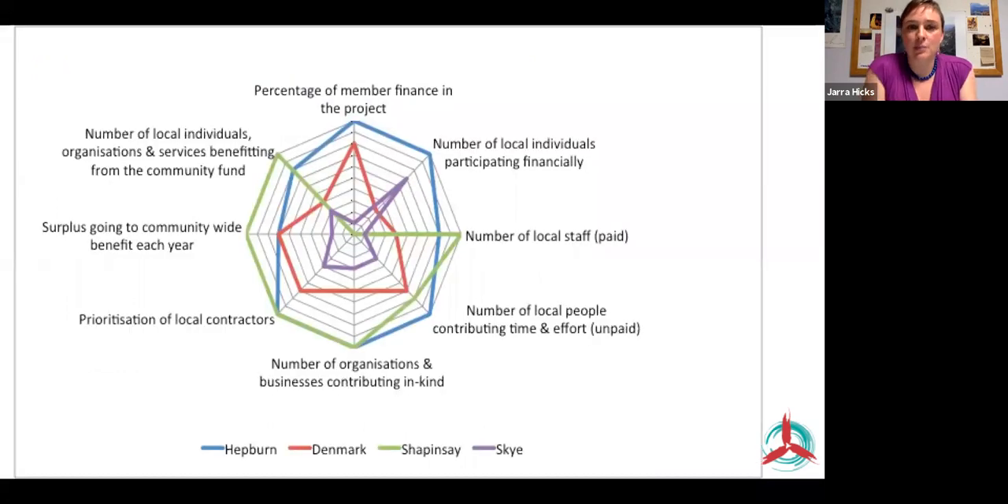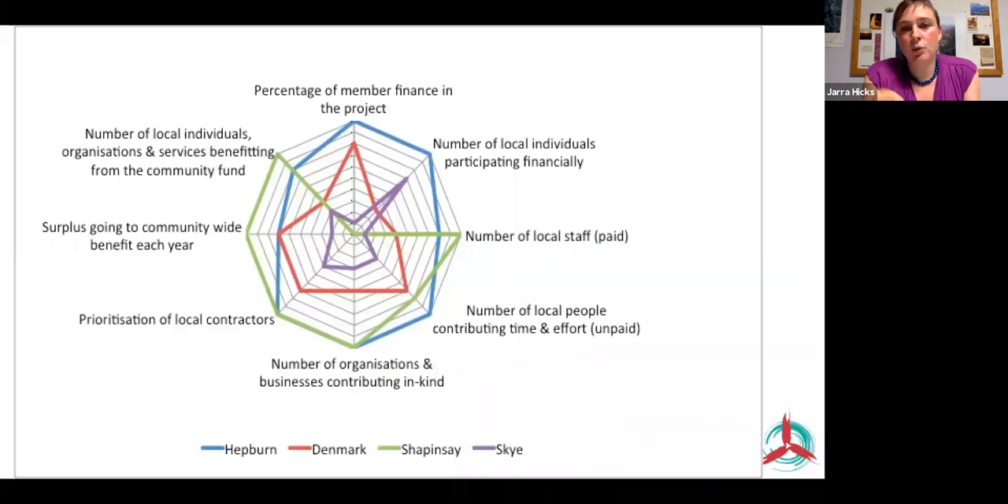So when you look at the participation footprint and you look at the percentage of member finance in the project, you'll see that in Hepburn, they had a very high percentage of member finance. Of the $12 million it took to fund that project, $9 million of it was raised through member finance. In Denmark, similarly, they had a very high level of member finance through shareholding. The rest of it was grant funded. But you'll see Chaplaincy there, they had zero member finance. So that really limited the participation in that aspect of the project.